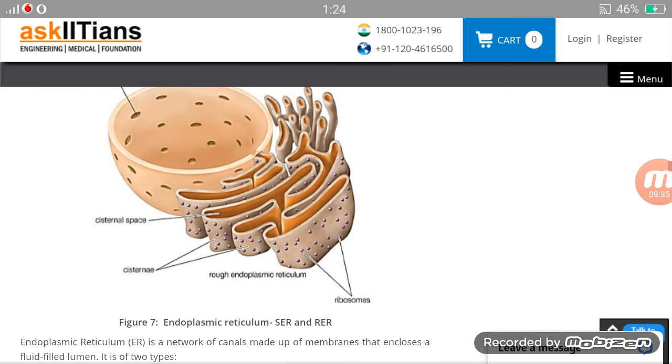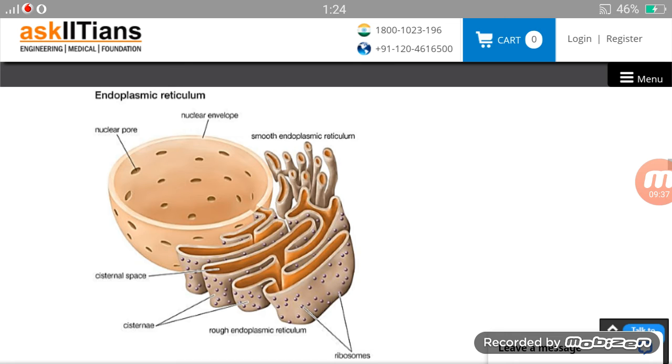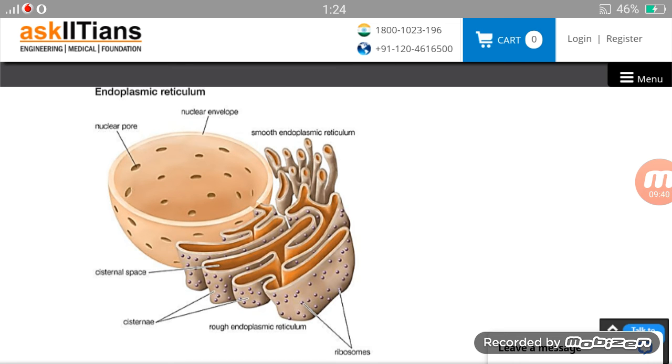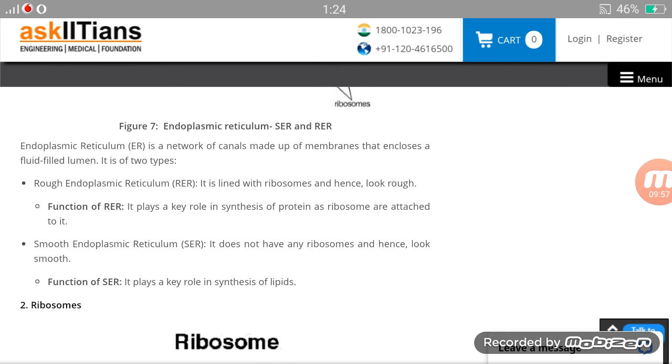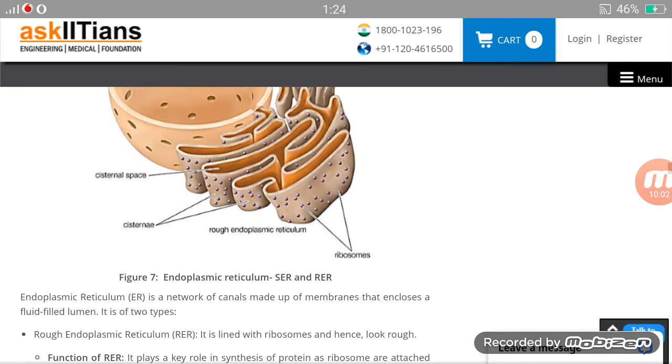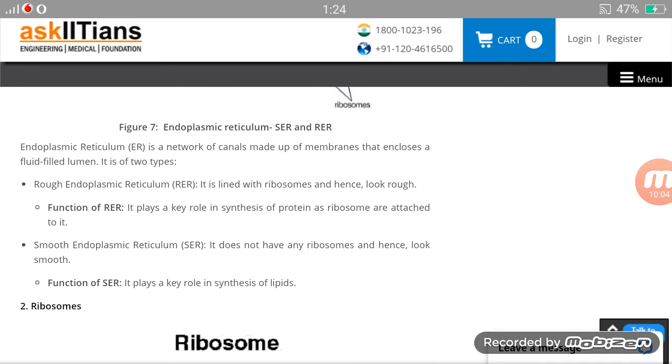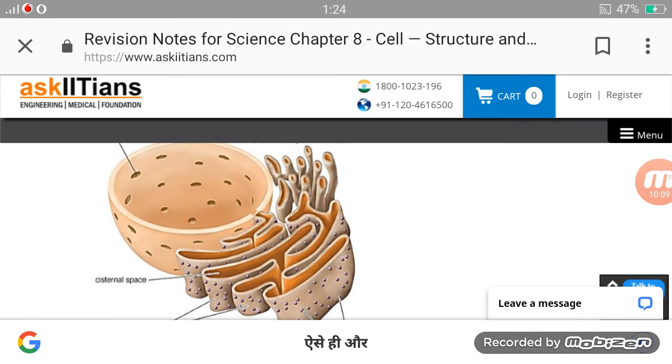Firstly I would like to show you this figure. Observe those parts: nuclear envelope, nuclear pore, cisternal space, cristae, rough endoplasmic reticulum or rough ER, ribosomes, smooth ER. So this was the figure and now we'll study about it. Endoplasmic reticulum is a network of canals. As you can see here, it is a network of canals made up of membranes, which encloses a fluid-filled lumen. Some fluid is also filled in this.